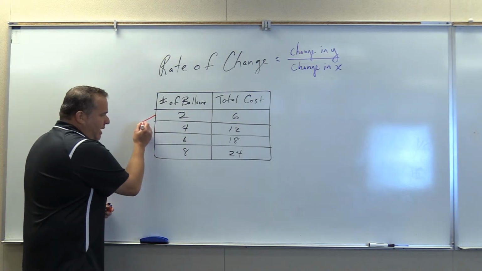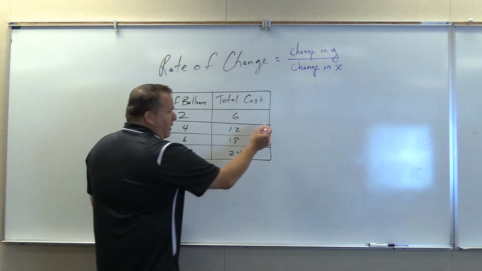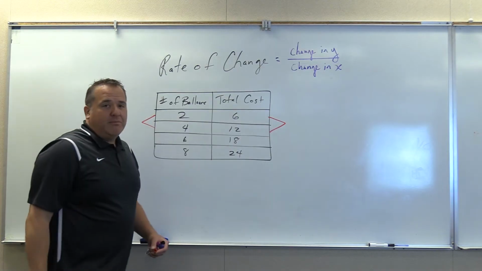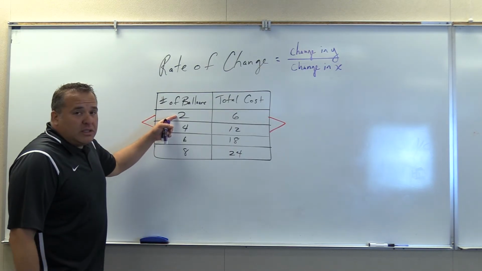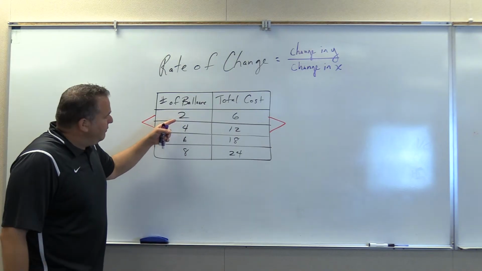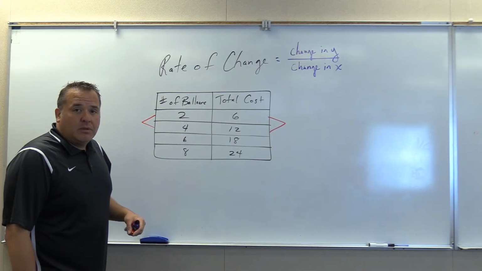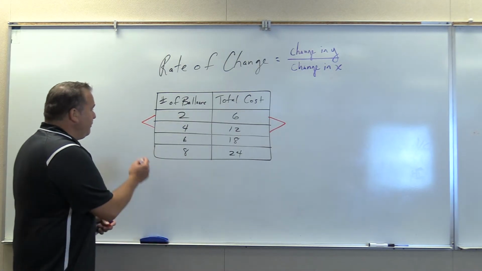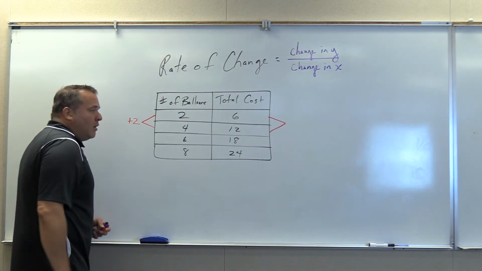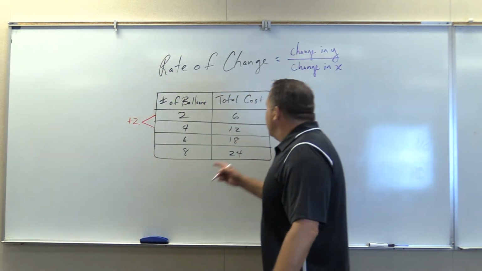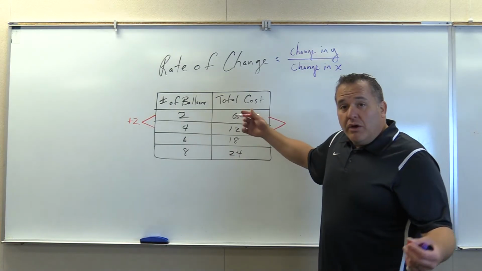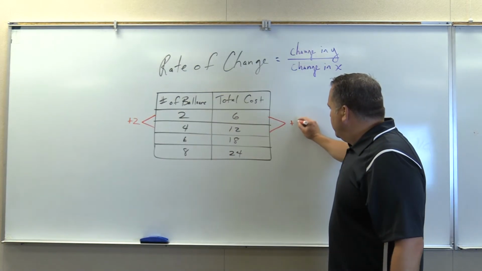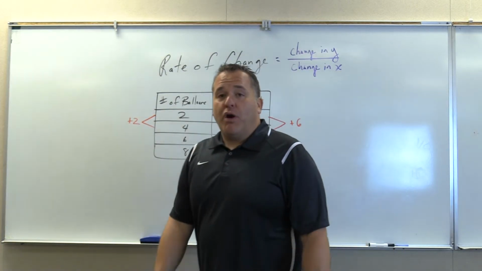I like to make this little caret here so I know exactly what 2 points I'm dealing with. Now think about it. What are you doing to 2, adding or subtracting, to get to 4? Well, you're adding 2. What are you doing to the 6 to get 12? You're adding 6. Okay? So that's the first part of our rate of change.